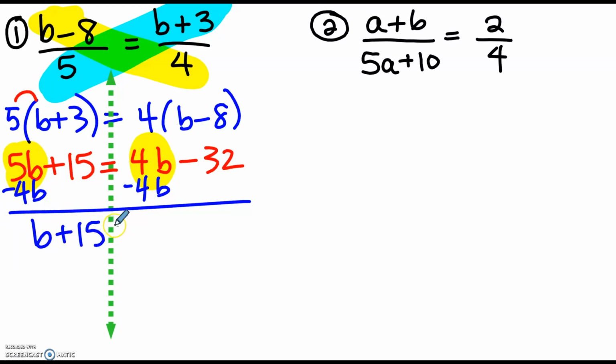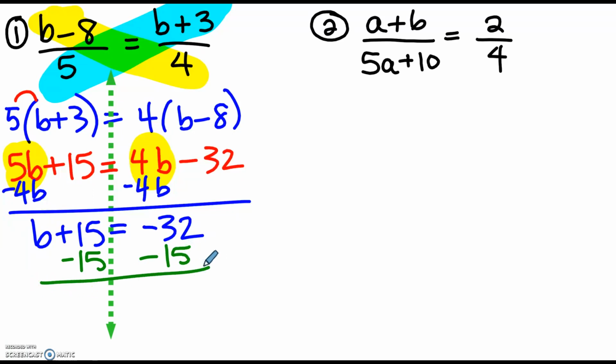Okay, so I have b plus 15 equals negative 32. And I have one last step in order to solve for b, and that would be to subtract 15 from each side. So b is going to be equal to negative 47. And again, I can always check my work because this is an equation.